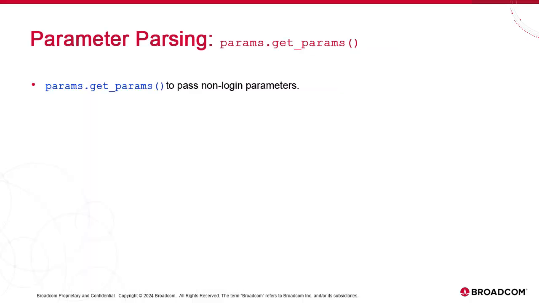The second parsing command is params.getParams. Again, this is a different method for parsing, which excludes all login parameters. It's able to parse two distinct parameter types. First, standalone value arguments, and second, a pair made of two terms, a keyword and a value.